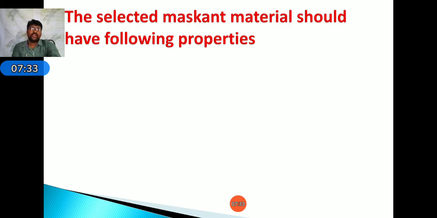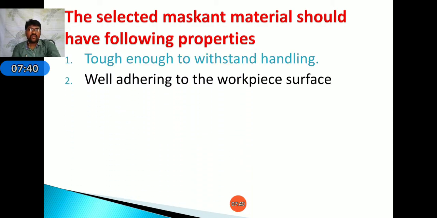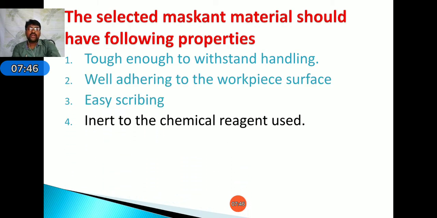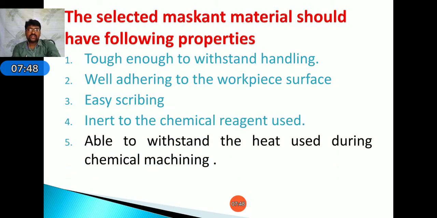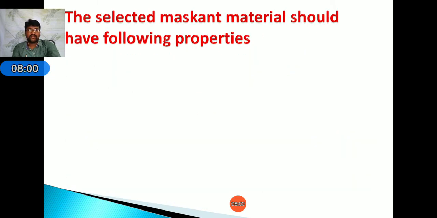The selected masking material should have the following properties: tough enough to withstand handling, well adhering to the workpiece surface, easy scribing, inert to the chemical reagent used, able to withstand the heat used during chemical machining, and easy and inexpensive removal after the etching is finished.